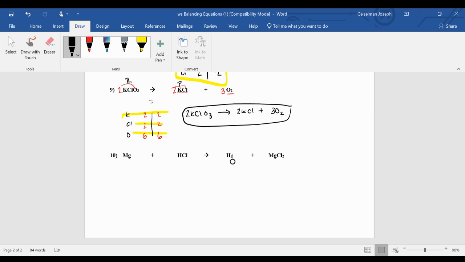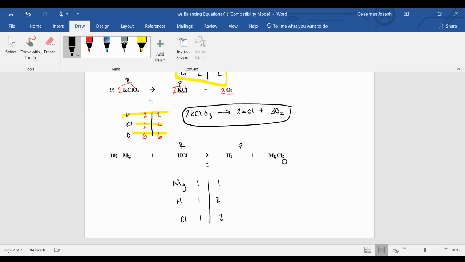Our last question, Mg plus HCl gives us H2 plus MgCl2. Again, think of that as an equal sign. We got our little line. We have our reactants on the left side and our products on the right. We have magnesium, hydrogen, and chlorine. We have one magnesium, one hydrogen, one chlorine on the left. We have 2 hydrogen, 1 magnesium, 2 chlorine on this side.